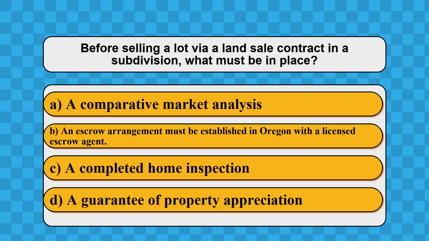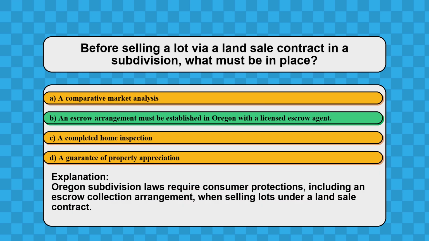Question 11. Before selling a lot via a land sale contract in a subdivision, what must be in place? Option A. A comparative market analysis. Option B. An escrow arrangement must be established in Oregon with a licensed escrow agent. Option C. A completed home inspection. Option D. A guarantee of property appreciation. The correct answer is option B. An escrow arrangement must be established in Oregon with a licensed escrow agent. Oregon subdivision laws require consumer protections, including an escrow collection arrangement, when selling lots under a land sale contract.